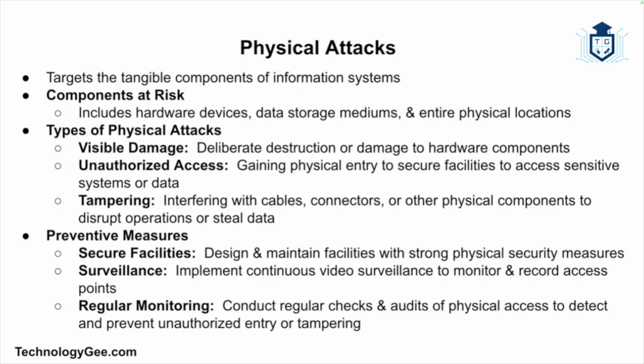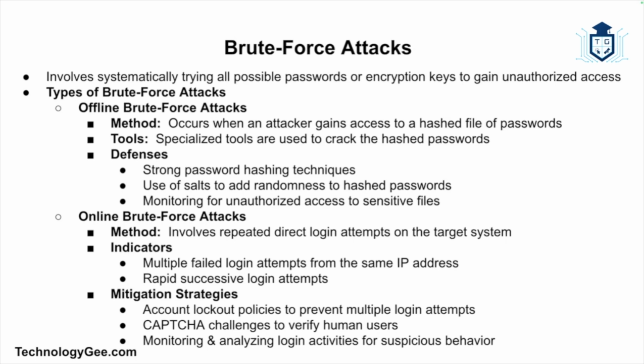Implementing secure facilities, surveillance, and regular monitoring of physical access can deter these types of attacks. All right, next let's talk about a brute force attack. In a brute force attack, the attacker systematically tries all possible passwords or encryption keys to gain unauthorized access. Offline brute force attacks occur when an attacker gains a hashed file of passwords and attempts to crack them using specialized tools.